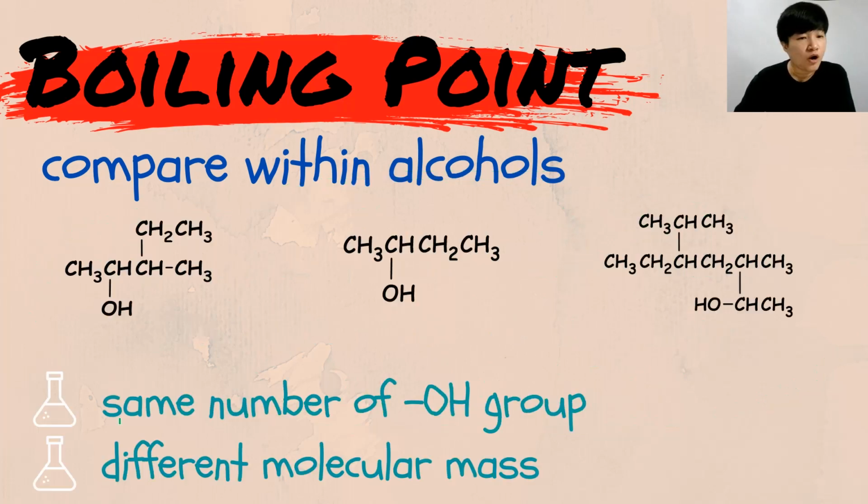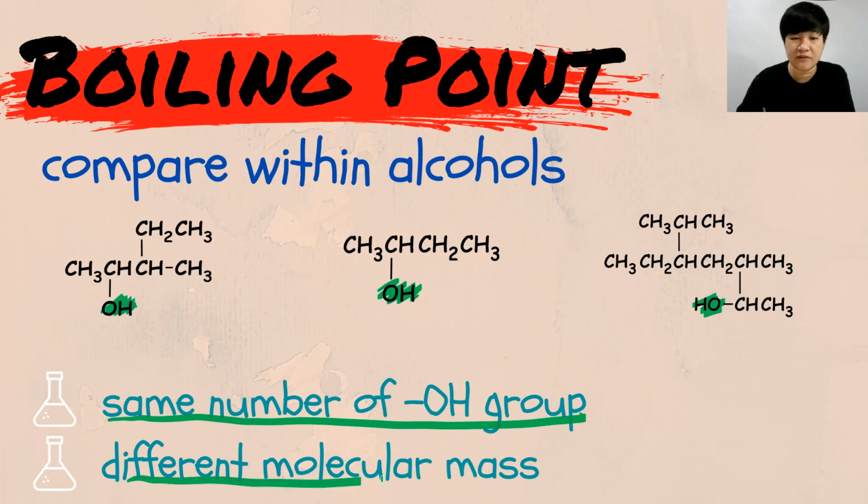Simple. All the examples above have the same number of OH groups. You can see the first compound has one OH, and the others have one OH. But they definitely have different molecular masses. Do we need to count the molecular mass? No, we can just simply count the carbons. You can see over here, I have 6 carbons for the first structure. For the second structure, I have 4 carbons.